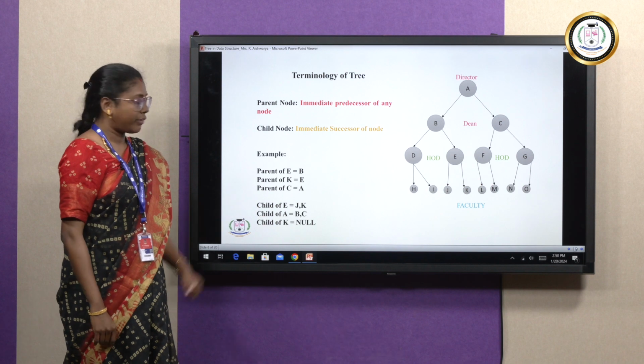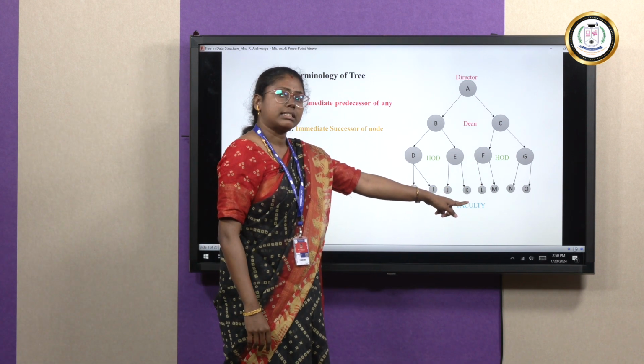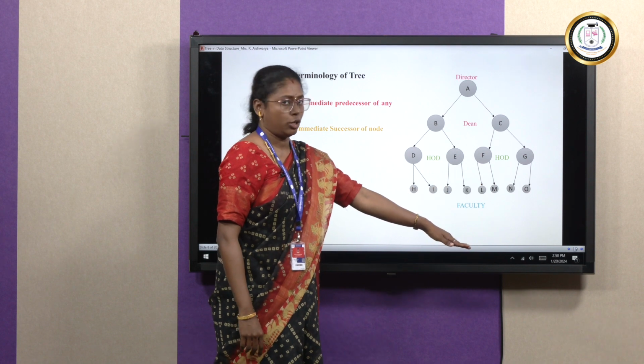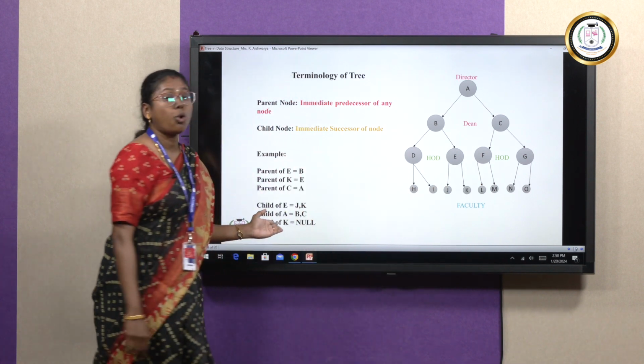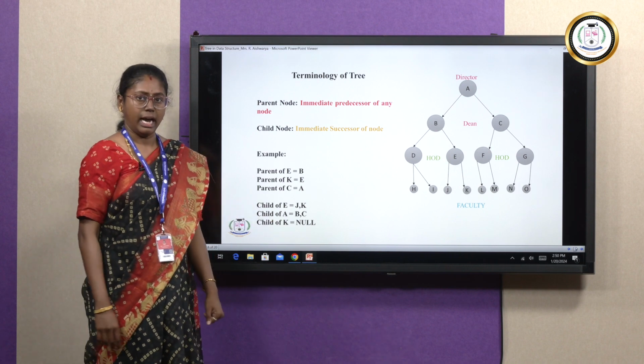And what is the child of K? So let's look into K. Does it have any immediate successor? Is there any other node there? No, right? So we can see there is no child for the node K. So I am just mentioning null here.